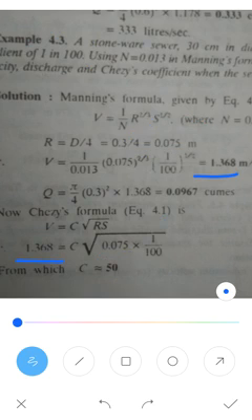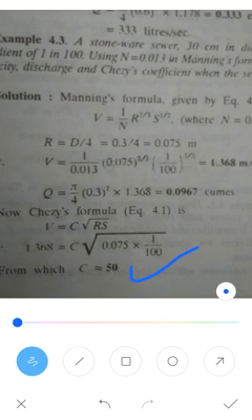How to do that substitution: first take 0.075 divided by 100. After that, take the square root, and whatever answer you get, send it to the denominator. So 1.368 divided by that answer gives the C value as 50. This is how you have to do this problem. Very simple problem.